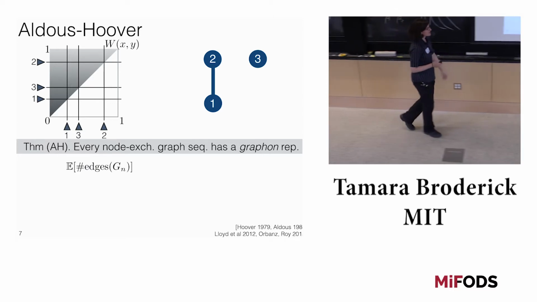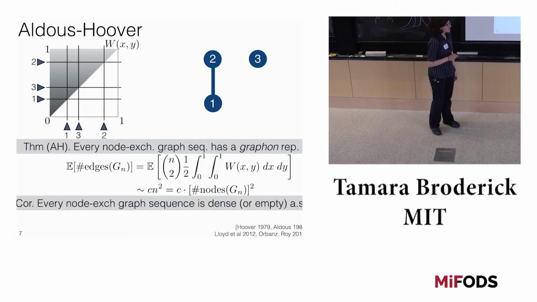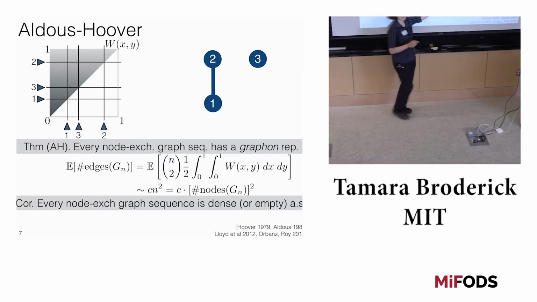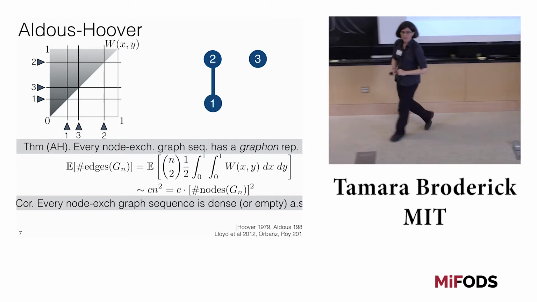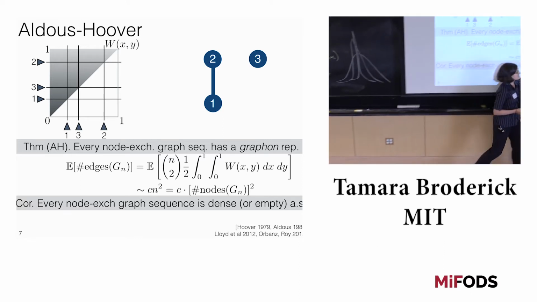In fact, we can show, using this representation, that the number of edges grows quadratically in the number of nodes. I think we're a little short on time, so I'm just going to leave that to you. It turns out it's pretty straightforward. In fact, you can show that the number of edges, not only in expectation, but almost surely, grows as c times the number of nodes squared. C can either be 0 or non-zero, and so our graph is always going to be dense or empty.